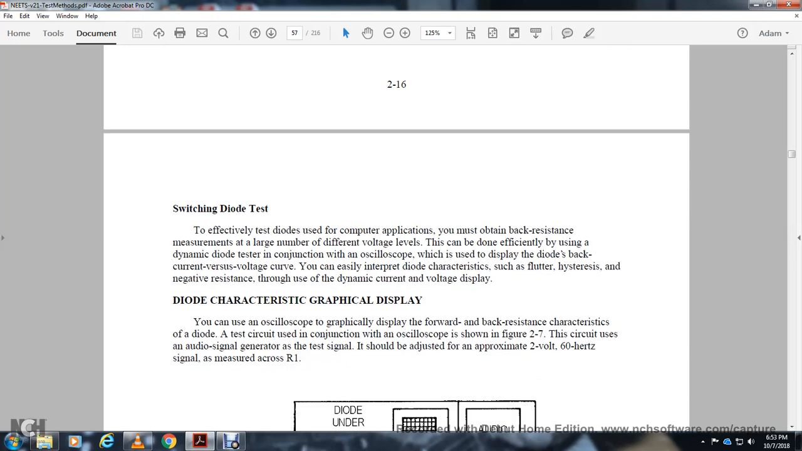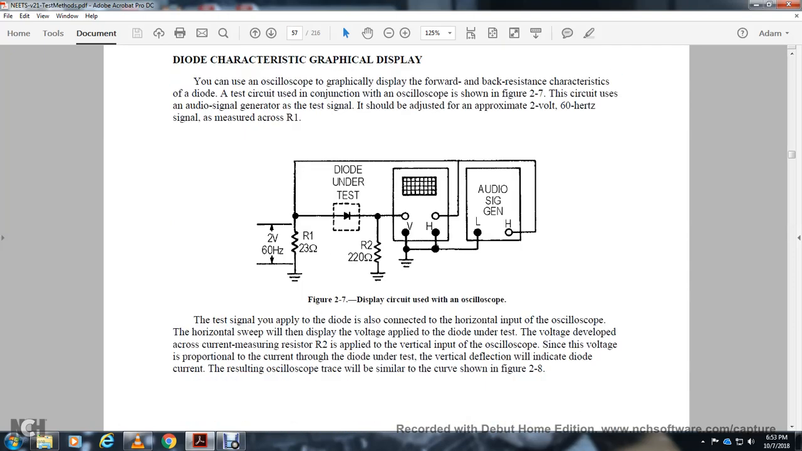Diode characteristic graphic display. The oscilloscope gives a graphic display of the forward and back resistance characteristics of the diode. The test circuit with the oscilloscope is shown in figure 2.7. The audio signal generator test signal should be adjusted to approximately 2 volts at 60 hertz, measured across resistor 1. The display is shown on the oscilloscope. The circuit shows resistor 1, the diode under test, resistor 2, the oscilloscope, and the audio signal generator.